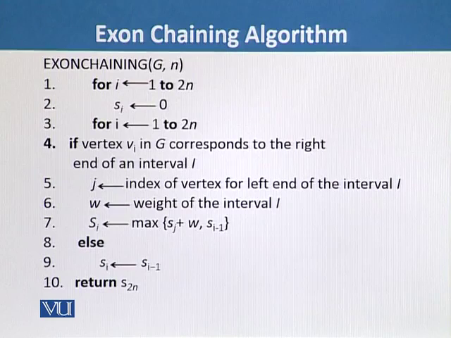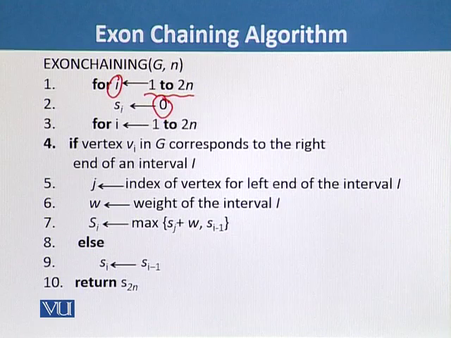It starts with assigning the values 1 to 2n to i, and we assign the value of 0 to Si. Again we will use a for loop and assign the values 1 to 2n to i, and we know the value of 2n, which we have already studied previously: we have two n values, one corresponding to the right end and the other corresponding to the left end.